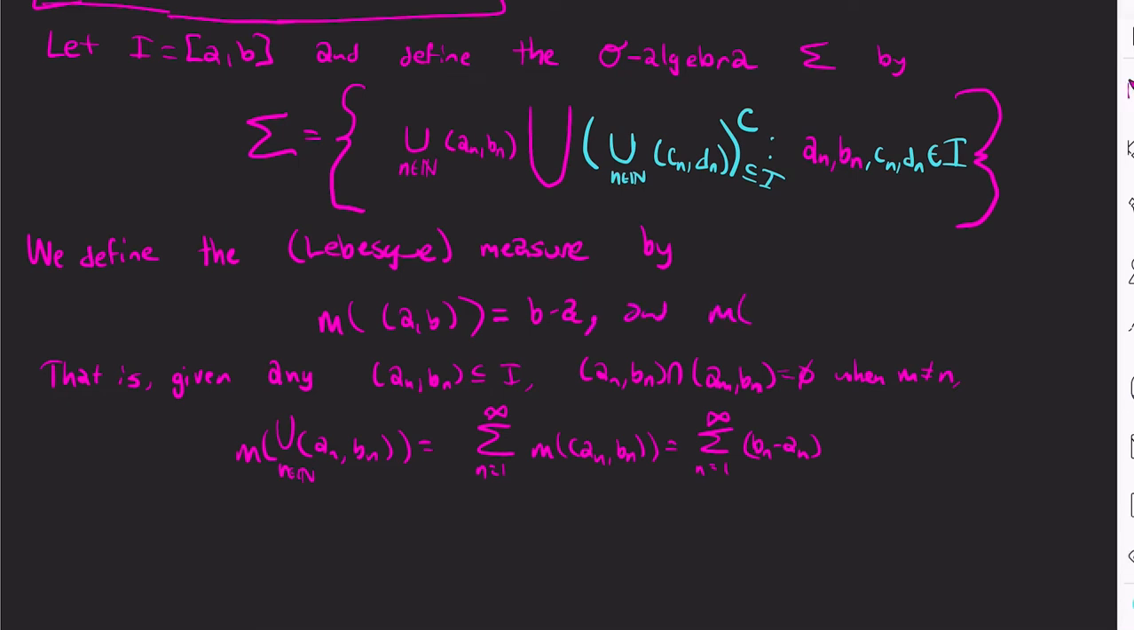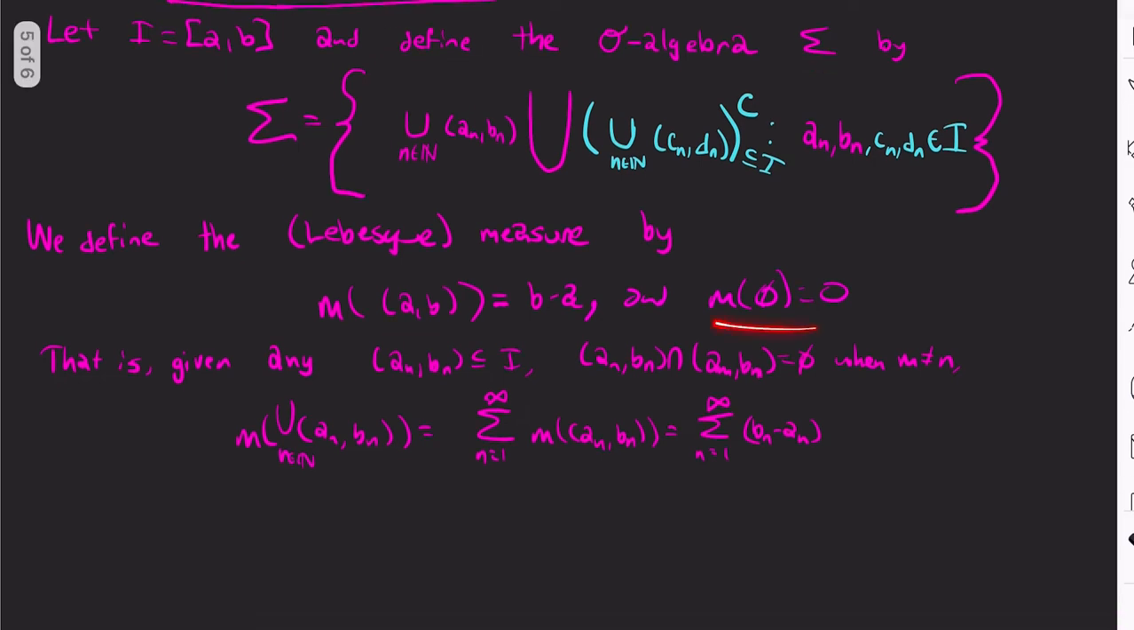And the measure of the empty set is 0. Because when B is less than A, that's the empty set, but then you get a negative value. It doesn't make sense. So if I'm inputting the empty set, I get 0. So most authors will just write this and be done with it.